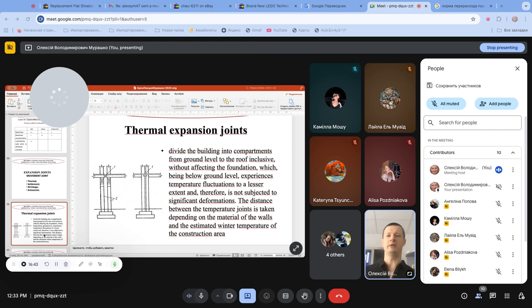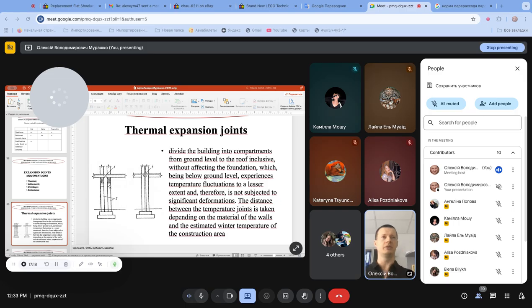So the simplest solution for thermal expansion joints is to make double columns, and these double columns will solve the problem of thermal deformations. Because if we make such double columns, for example, every 40, for some structural systems 60 meters, it will protect us from significant deformation.